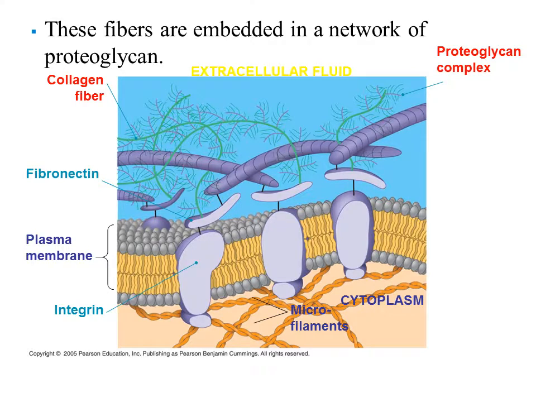These fibers are embedded in a network of proteoglycans. So collagen is embedded in a proteoglycan complex. So right outside of the cell, you're going to have a bunch of proteins and a bunch of sugars all linked together. It gives structural integrity to the tissue.